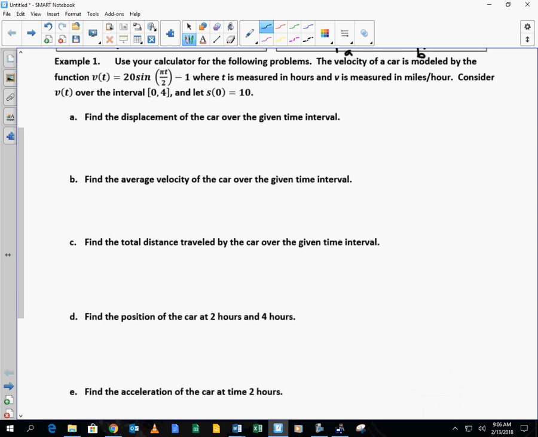Find the displacement of the car over the given interval. It says, use your calculator for the following problems. The velocity of the car is modeled by this. So that's the car's velocity. It tells us the speed and direction of the car at any time t, where t is measured in hours and v is measured in miles per hour. Consider v of t over the interval 0 to 4, and let s of 0 equal 10. Anybody know what that means? Let s of 0 equal 10. At time 0, I'm at a position of 10.